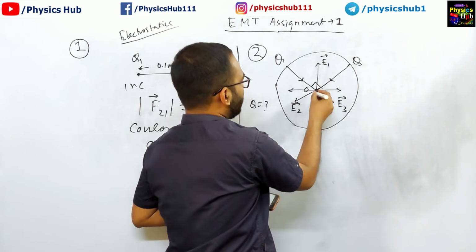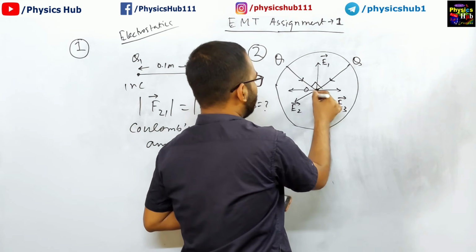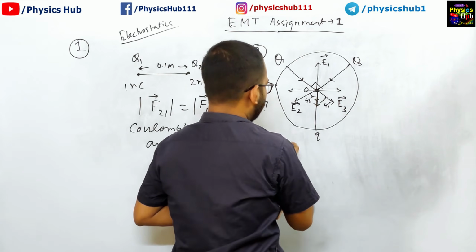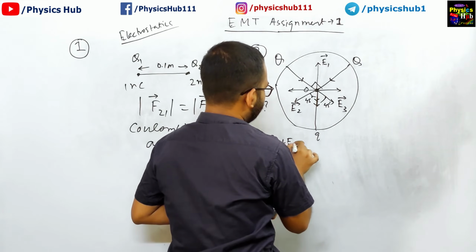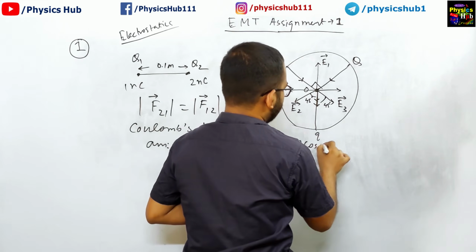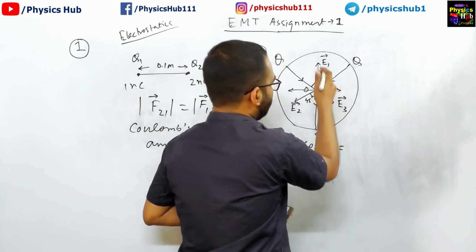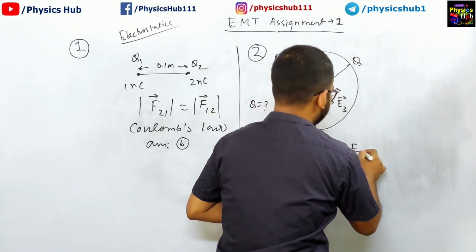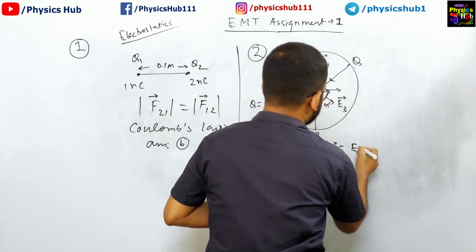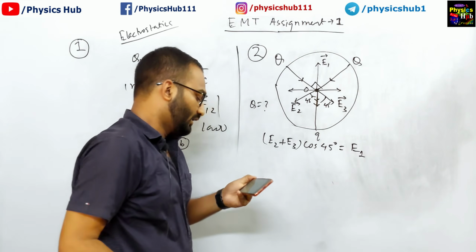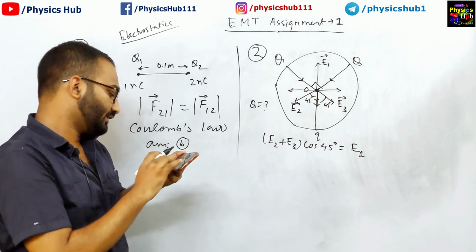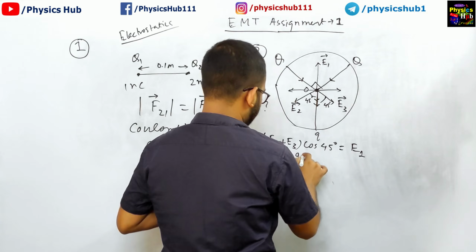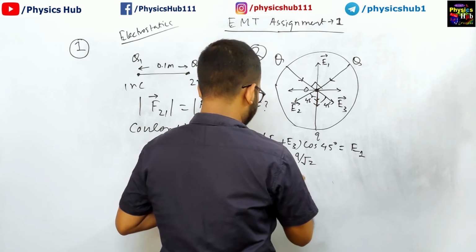So if this angle is 90 degrees, this angle will be 45 degrees. Okay, this is 45, this is also 45. So E2 plus E3 cos 45, this is acting in the lower direction. This should be equal to the magnitude of E1, so that the net electric field at this point O is 0. So, utilizing this, you can easily calculate the value of capital Q, and it will come out to be Q by root 2, which is matching with option A.